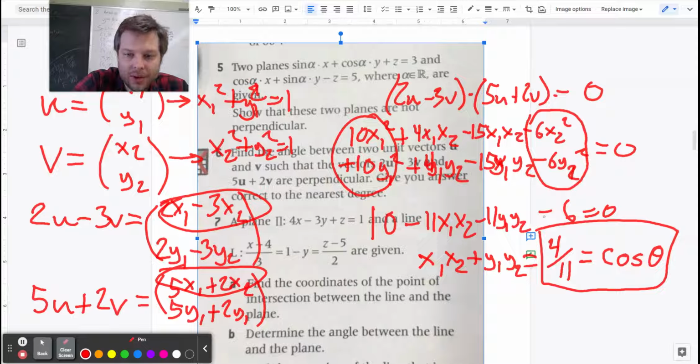Or if you wanted to use the inverse cosine, you could do the inverse cosine of 4/11, and that's approximately equal to 69 degrees.